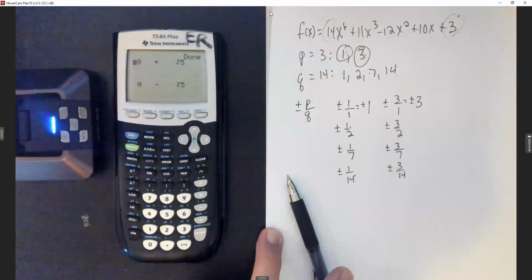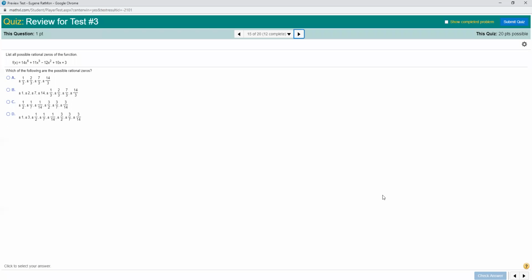So let me go over here, see what they're doing on these answers. So the first A does not have the 1 and 3, so I know it's wrong. The second one has 1, 2, 7, and 14. Well, I have nothing like that. The third one it doesn't have the 1 and the 3. But look at D. It's got a plus or minus 1 and 3, plus or minus 1/2, 1/7, 3/2, 3/7, 3/14, and then my 1/14. So all the answers I got were in D.